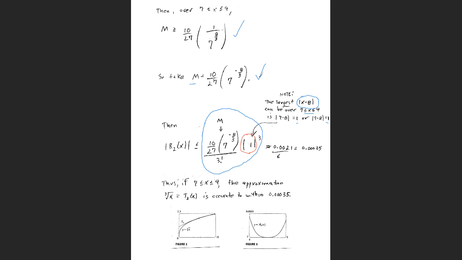And so you're going to get 10/20 for the error bound. You're going to have 10/27 times 7 to the negative 8/3 times 1 divided by 6, 3 factorial. 3 factorial is 6. And so your error bound is going to be 0.00035, which is pretty good. Are there any questions on that?